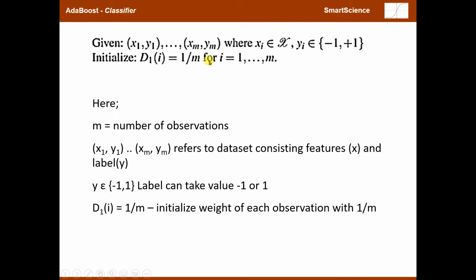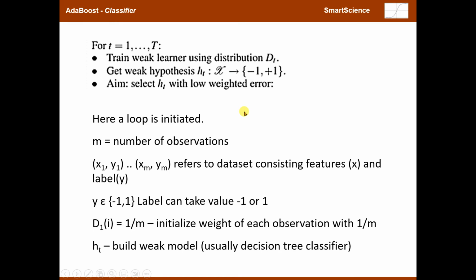So that is what we are saying for i equals 1 to m. So across all the observations, this value of d1 is the same, 1 by m. And this is actually our initial weight. Remember, we were talking about changing the weight of observations, no? So right now we are starting with a uniform weight for all observations, and that would be 1 by m.